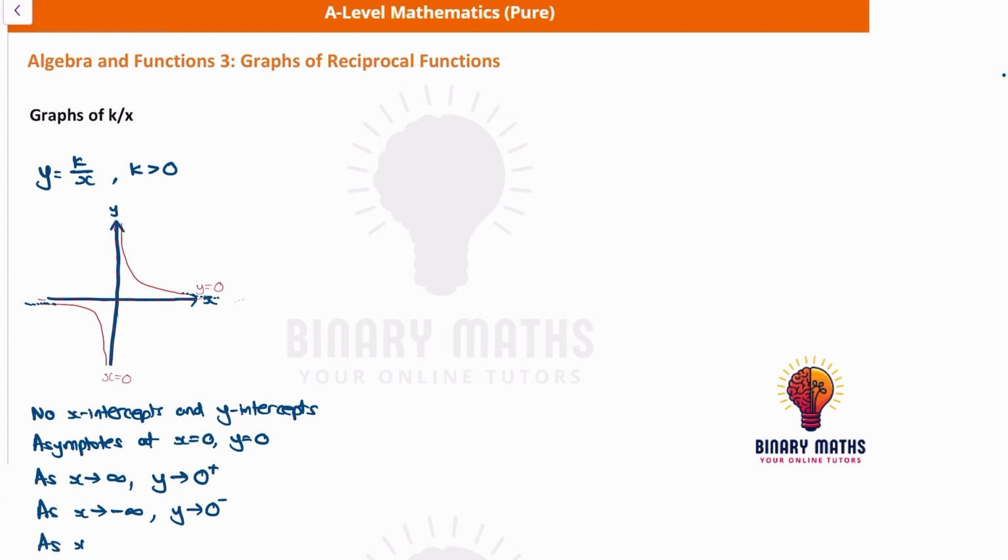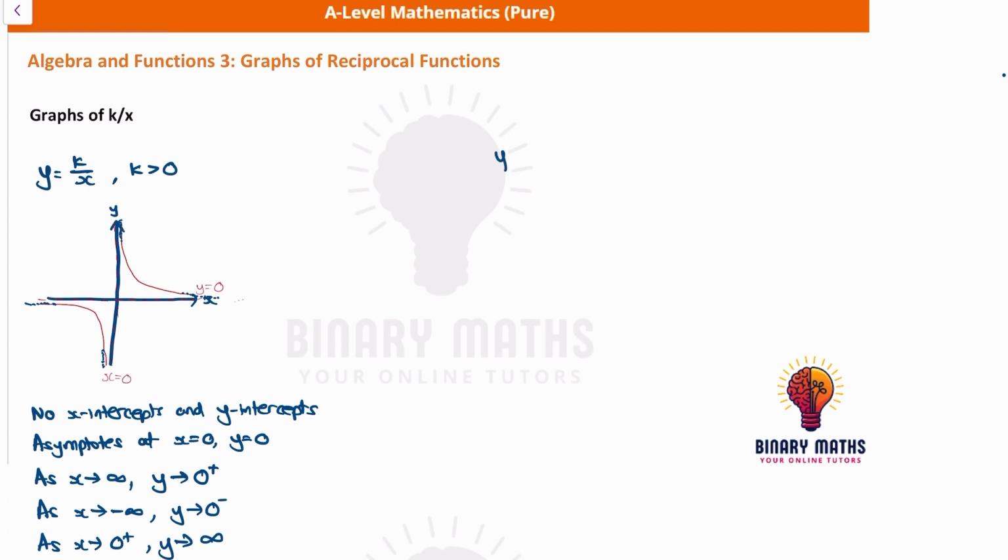Also, as x tends to 0 from the positive side, as x gets closer and closer to 0 on the positive side, you can see y gets very big, so it gets closer and closer to positive infinity. And as x tends to 0 from the negative direction, you can see y is getting more and more negative, so negative infinity.